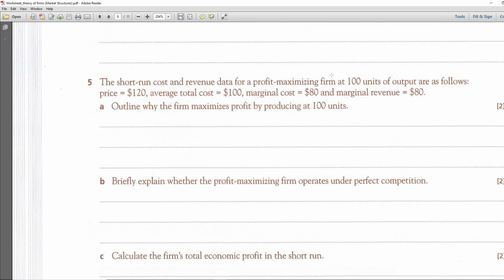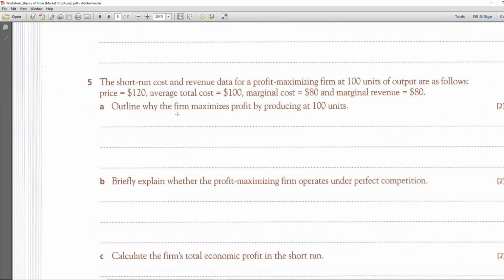Okay. All right. Question five. You have some data with you. So, profit maximizing firm selling 100 units. You have the price, you have ATC, you have MC, you have MR. All right, so that's good.